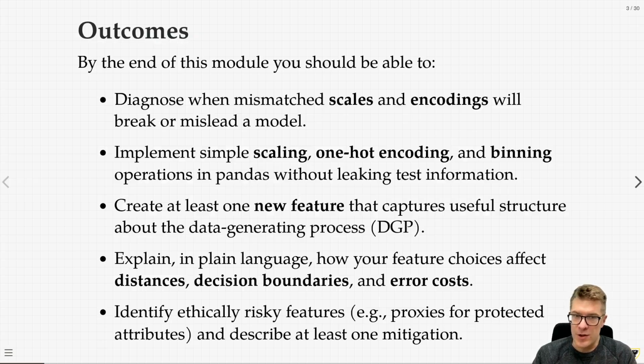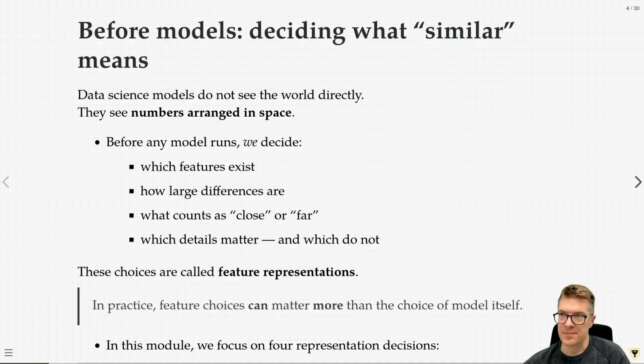We saw this a little bit in Module 11, but you'll be able to create new features that capture useful information about the world, in this case the data generating process we've been calling DGP. So you'll be able to engineer new features. You'll be able to explain just in language how choosing features can affect things like distances, decision boundaries, and error costs. All of these topics we'll get more and more into in future modules, but we're going to get exposed to it a bit today. And you'll also, as usual, identify situations of ethical risk.